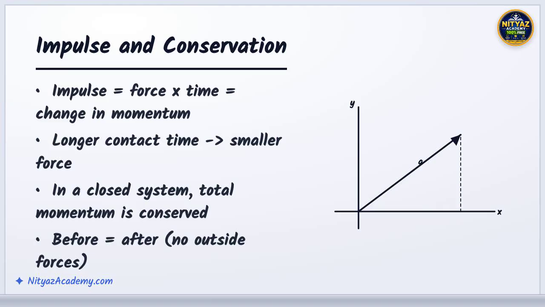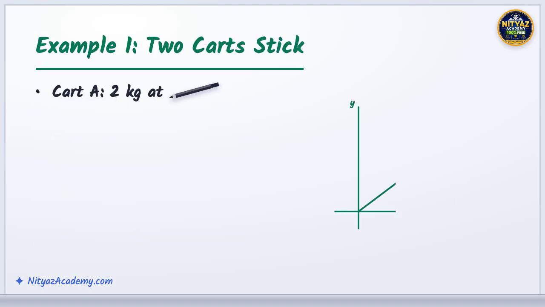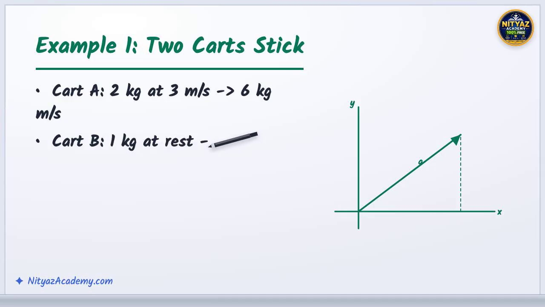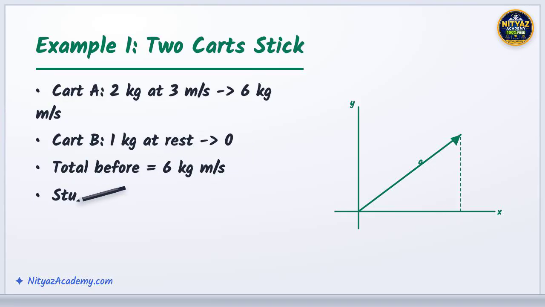This rules every collision. A 2-kilogram cart moves at 3 meters per second and crashes into a 1-kilogram cart at rest, and they stick together. Before, the total momentum is 6 kilogram meters per second. Momentum is conserved, so after the collision the combined 3-kilogram mass must still carry 6. Dividing gives 2 meters per second. The joined carts roll off together at that speed.